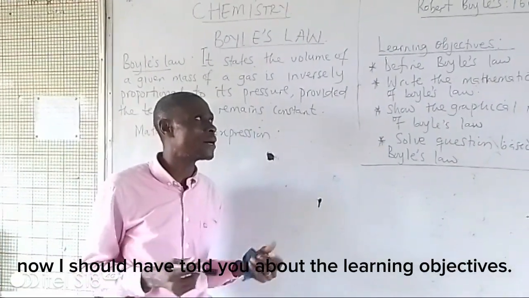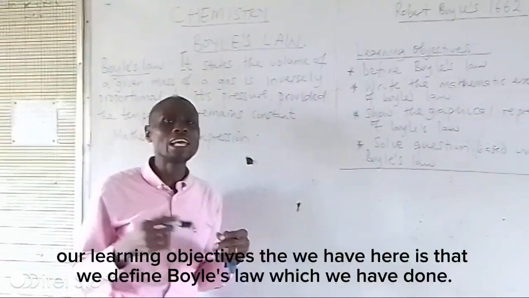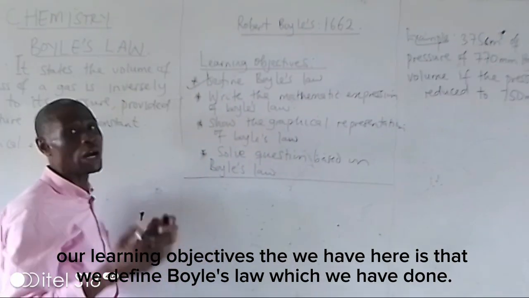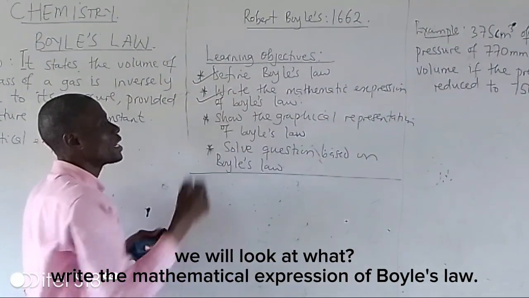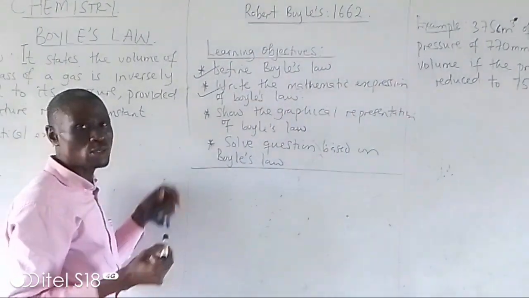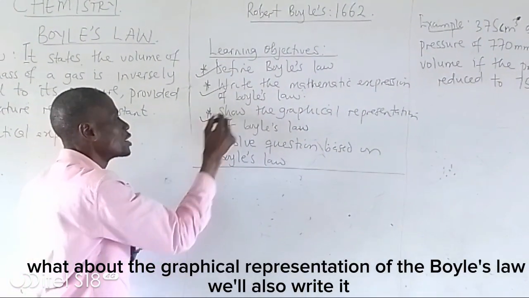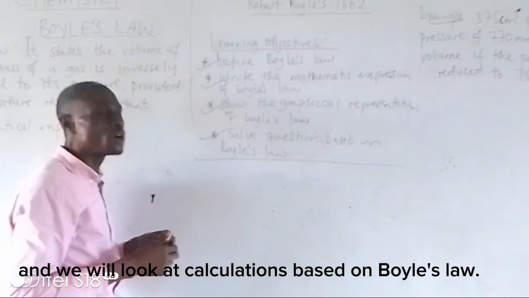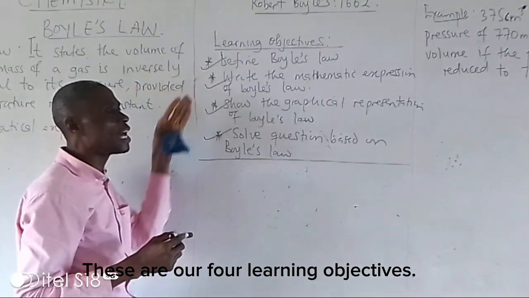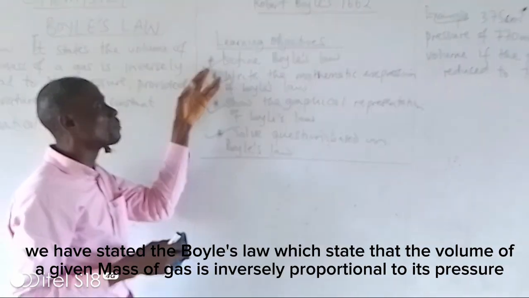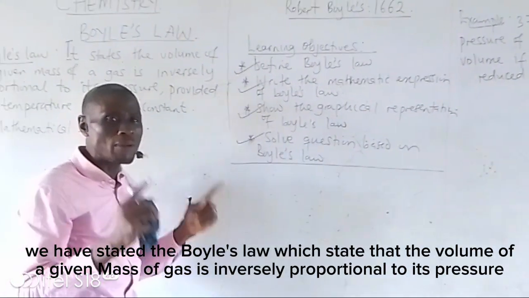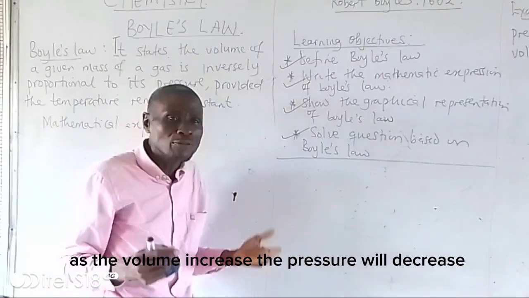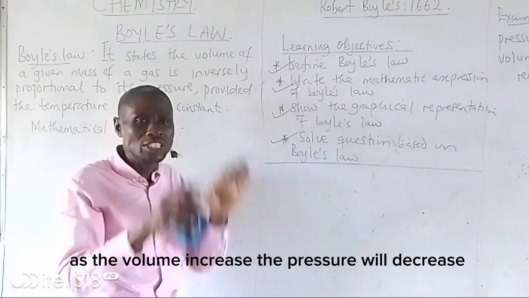Now, I should have told you about the line of objectives. The idea is that you will state Boyle's law, write the mathematical expression of Boyle's law, and write the graphical representation of Boyle's law. And we look at calculations based on Boyle's law. These are the four objectives. We have stated Boyle's law: the volume of a given mass of gas is inversely proportional to the pressure. As the volume increases, pressure will decrease.